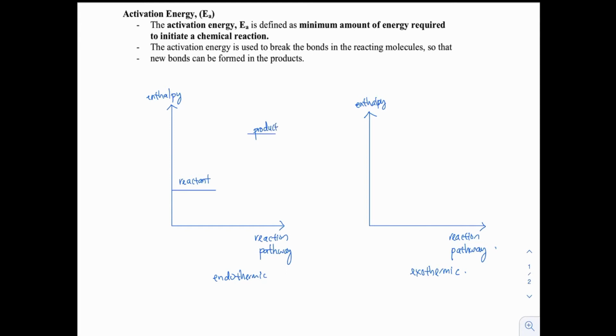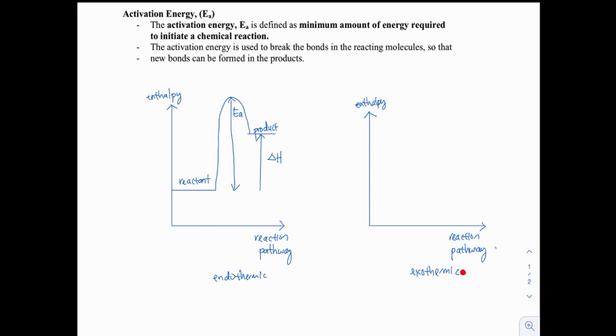Right? So from here to here, this is the activation energy. Alright? So let us revise enthalpy change. From here to here is going to be a positive enthalpy change because that is the difference in energy between the reactant and product. Well, activation energy is always from the lowest point of the energy of the reactant to the highest point of this curve. Alright, so this is the activation energy.